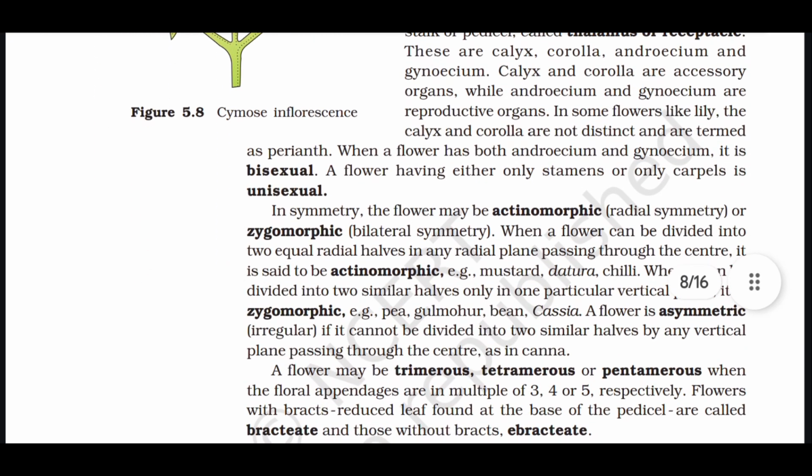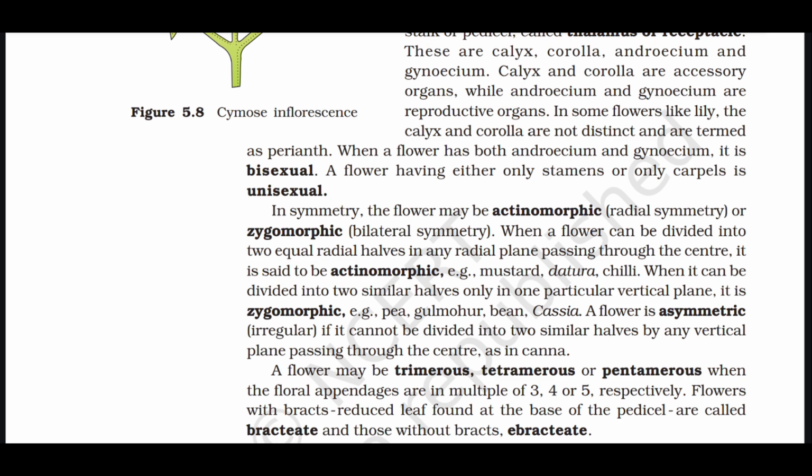When a flower has both androecium and gynoecium, it is bisexual. A flower having either only stamens or only carpels is unisexual. In symmetry, the flower may be actinomorphic, that is radial symmetry, or zygomorphic, that is bilateral symmetry. When a flower can be divided into two equal halves in any radial plane passing through the center, it is said to be actinomorphic. Example: mustard, datura, chili.